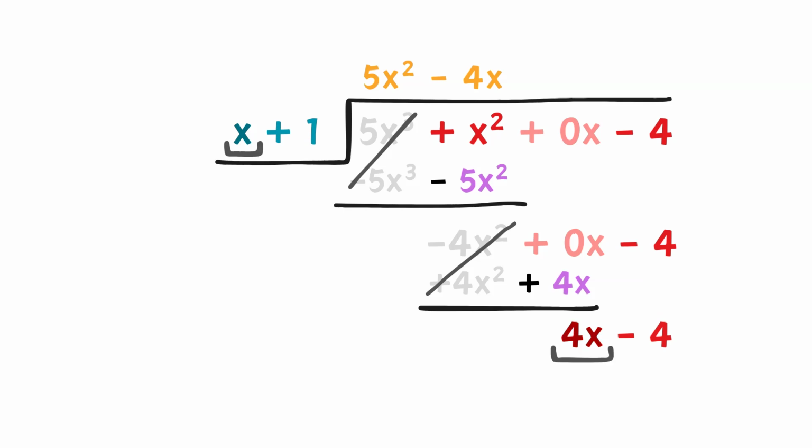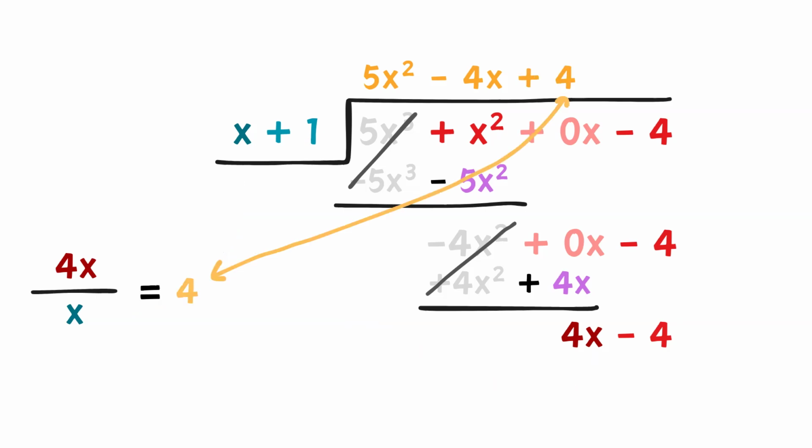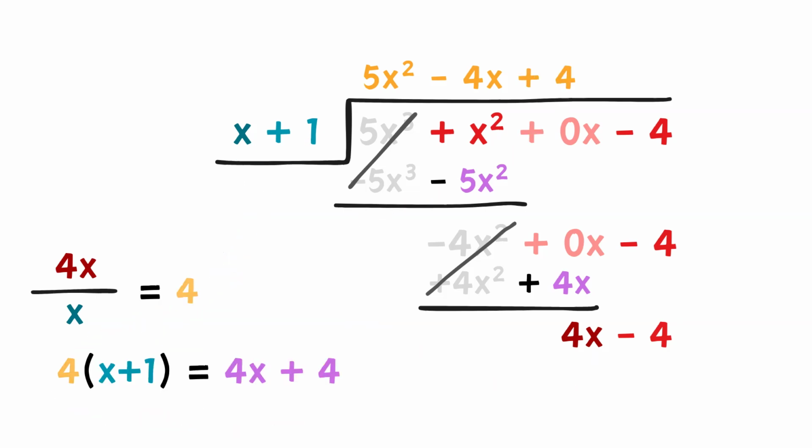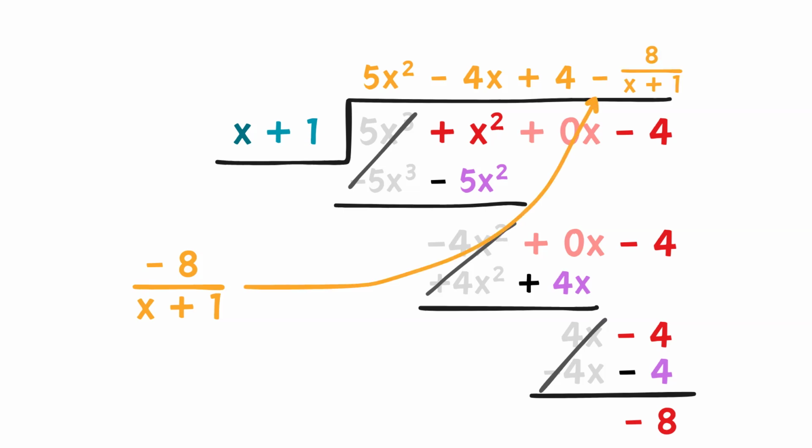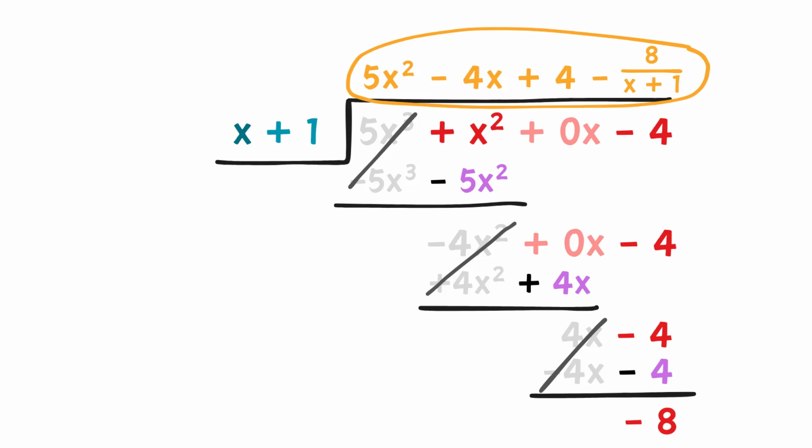What can we multiply x by to make 4x? 4. So let's subtract 4 times x plus 1. 4x minus 4x is 0, and negative 4 minus 4 is negative 8. So now we have a negative 8 left over. If we put negative 8 over x plus 1, we see that it isn't really divisible. So we can write this as our remainder and put it at the end of our quotient. So our quotient is 5x squared minus 4x plus 4 minus 8 over x plus 1.